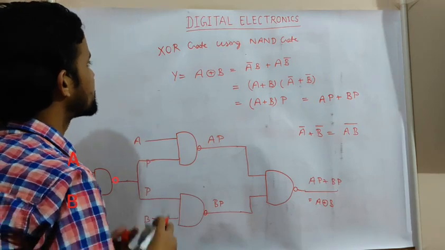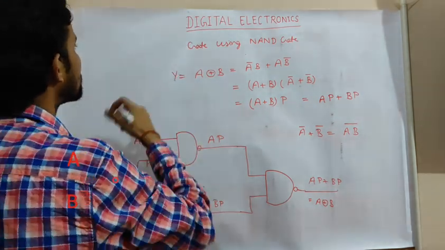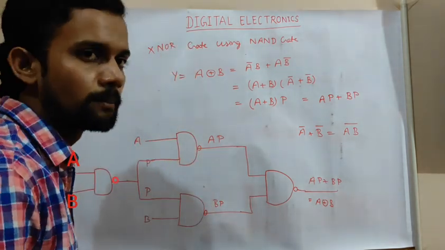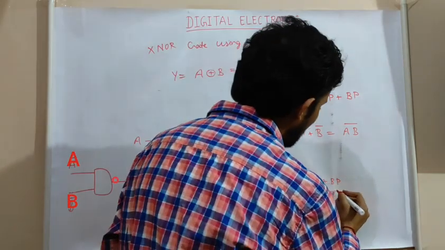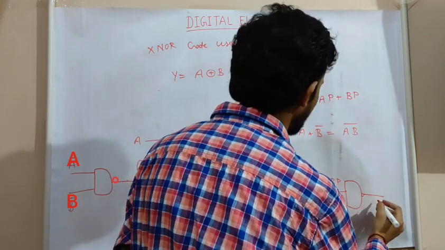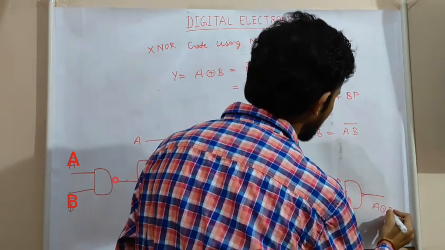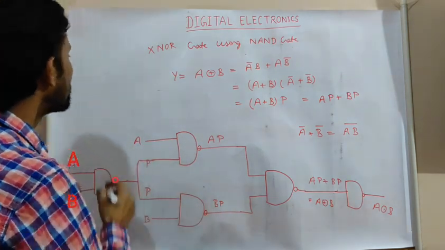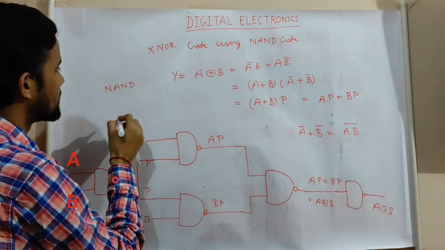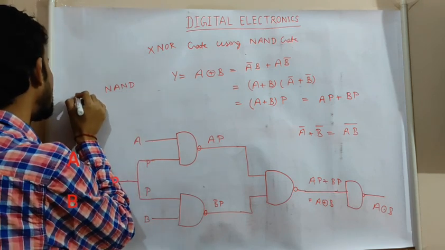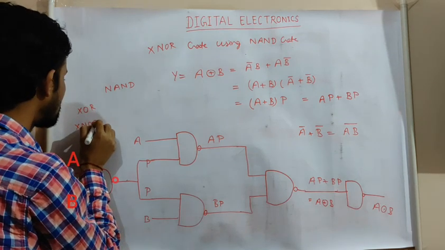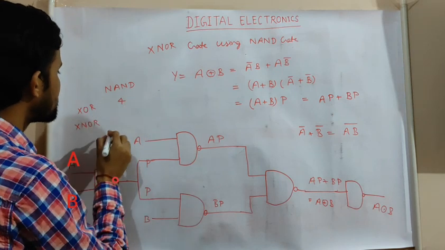Next is the XNOR gate. The XNOR gate is the complement of the XOR gate. So complement this output and we get the XNOR gate, that is A XNOR B. So with the help of NAND gates, we can design the XOR gate and the XNOR gate. The XOR gate requires 4 NAND gates.